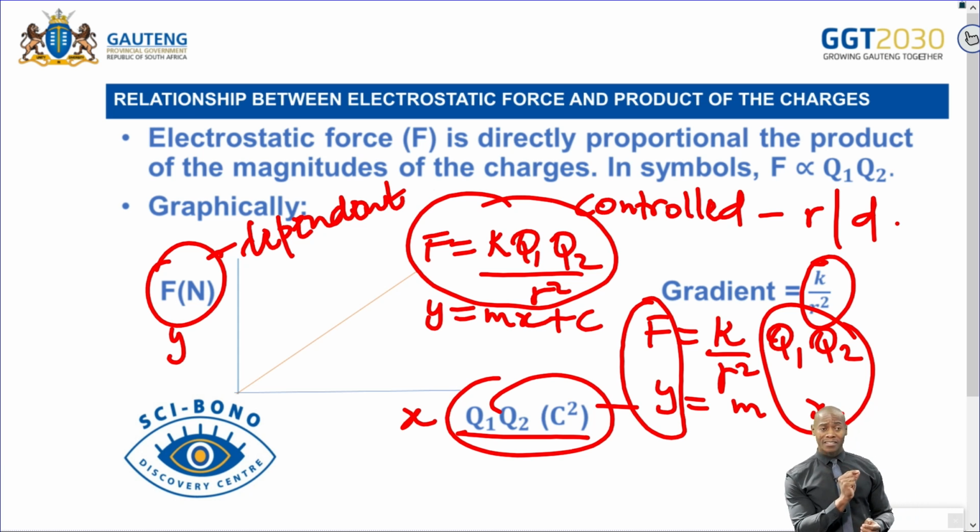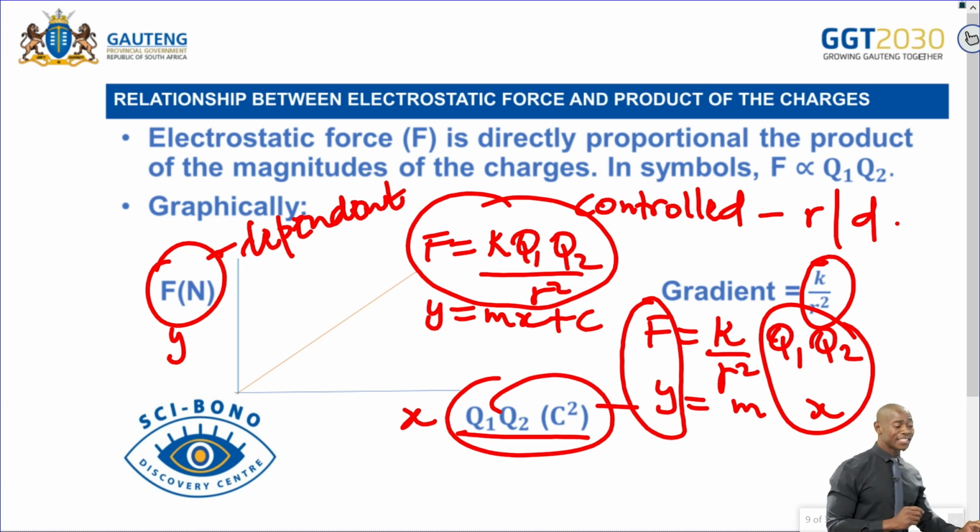So which means that you can use this graph to calculate the distance between the point charges, right? You can use this graph to calculate the distance between what? The point charges. How are you going to do that? First thing that you need to do is to calculate the gradient, right? And for you to get the gradient, you need how many points? 2 points, all right?